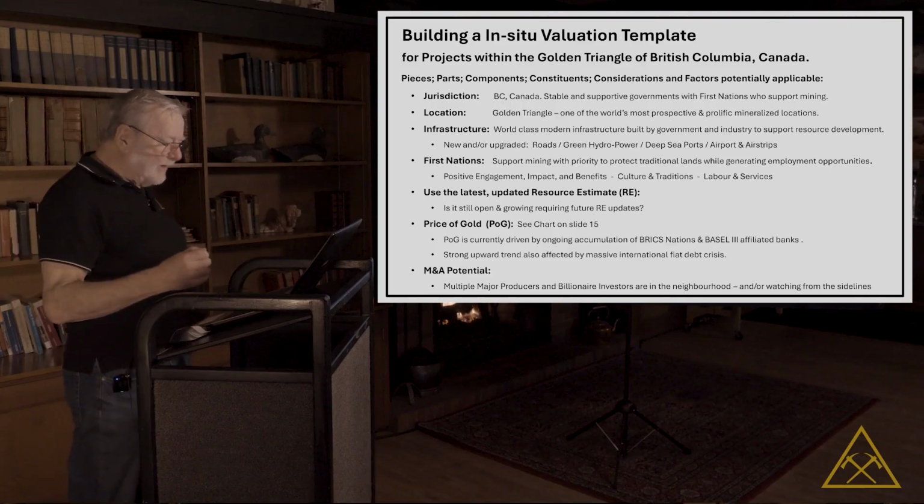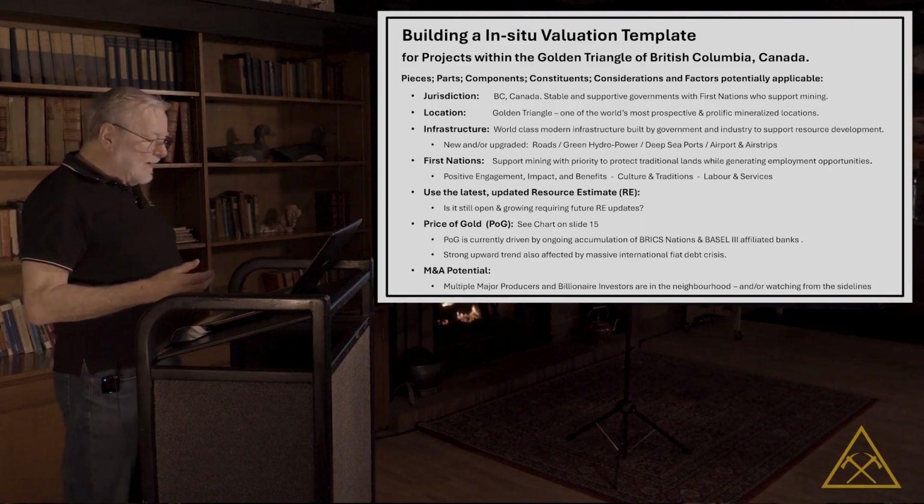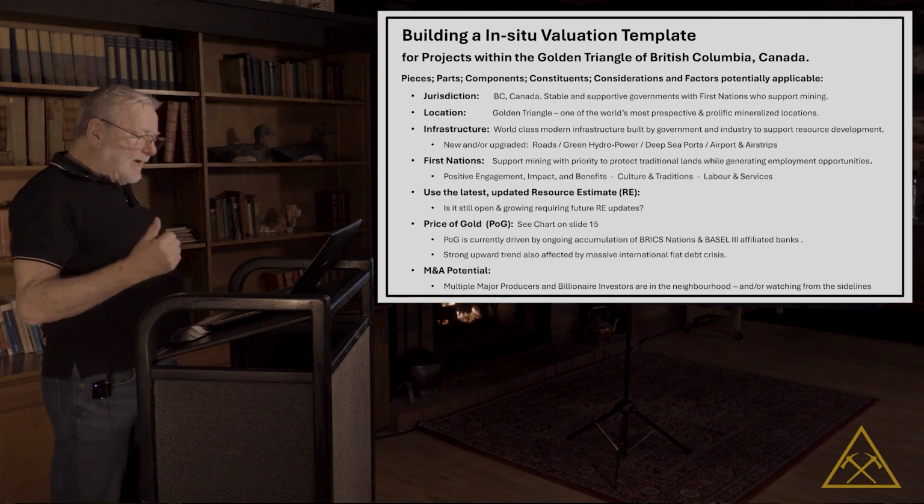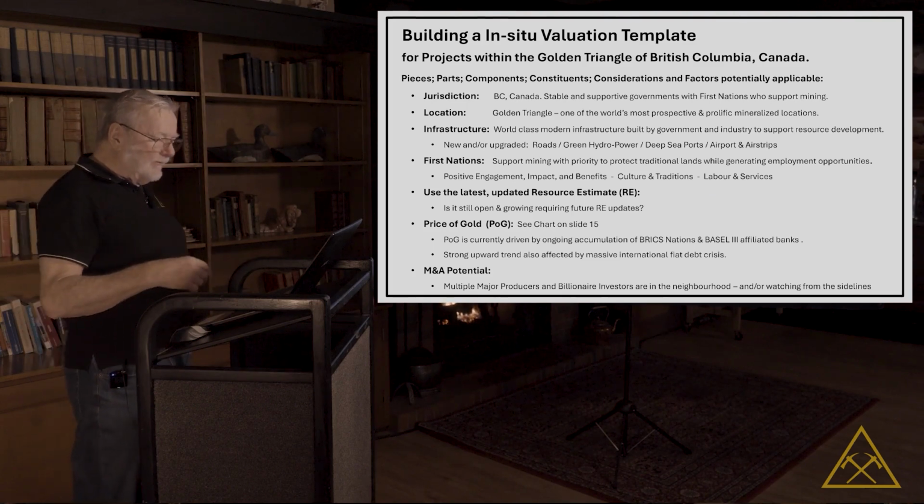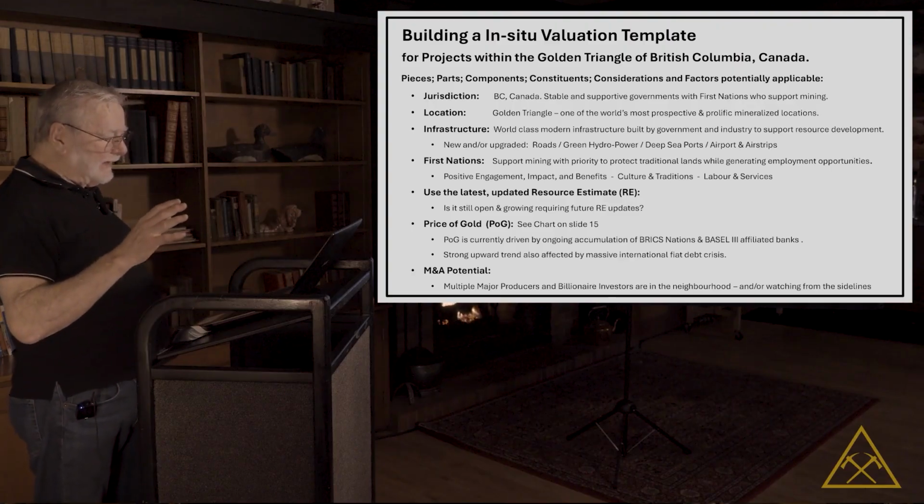When you're populating the database of your spreadsheet, it's important to understand, which we talked about earlier, is the resource closed off or is it still growing? The price of gold, I believe I have a chart going forward. I don't know if it'll be number 15 because this thing has been modified so many times. But you want to know what the price of gold is doing. Is it stable, trending off a bit, or is it trending up? And right now it's trending up quite aggressively.